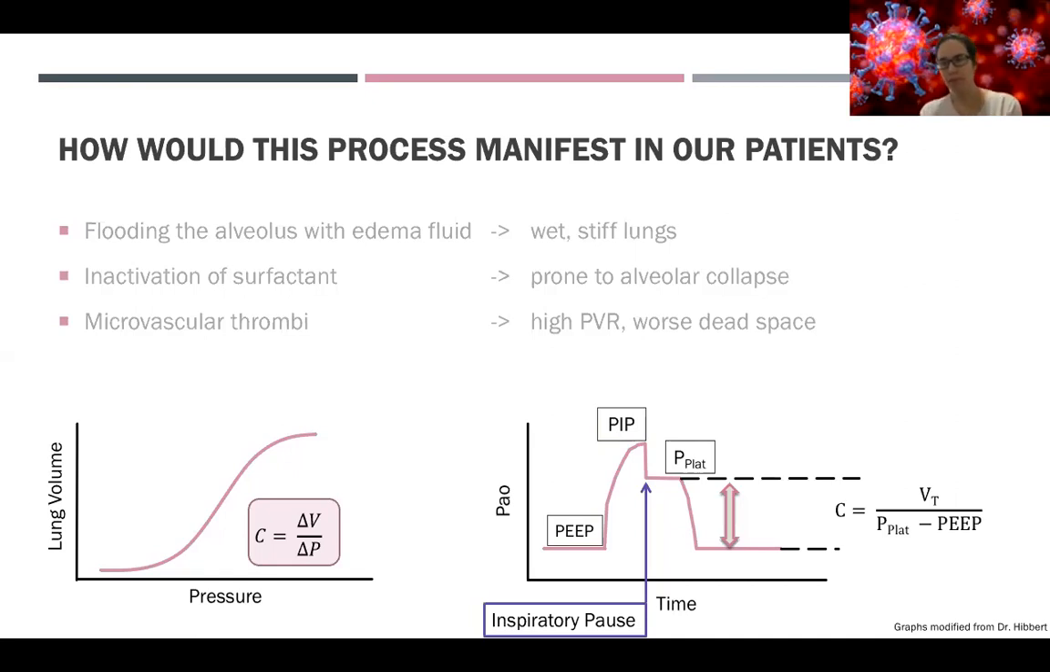So that plateau pressure minus the PEEP is the change in pressure that we refer to that is actually distending the lung. We can use that difference in pressure to get an estimate of the compliance. I wanted to display this here because, again, ARDS is a low compliance state because the pressure required to distend the lung is high for a given volume.